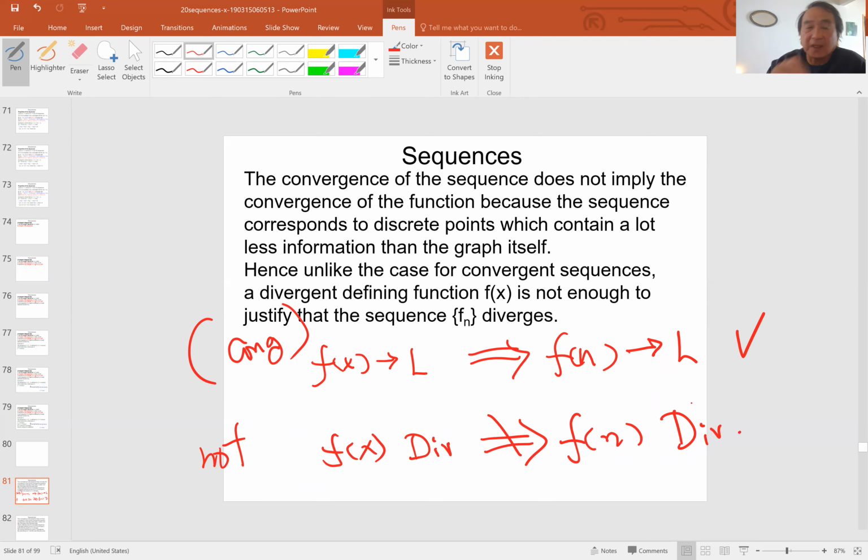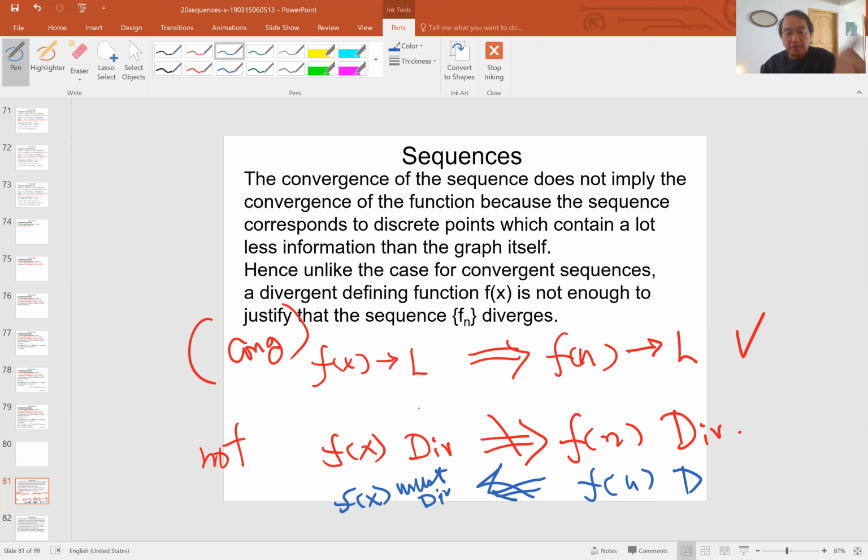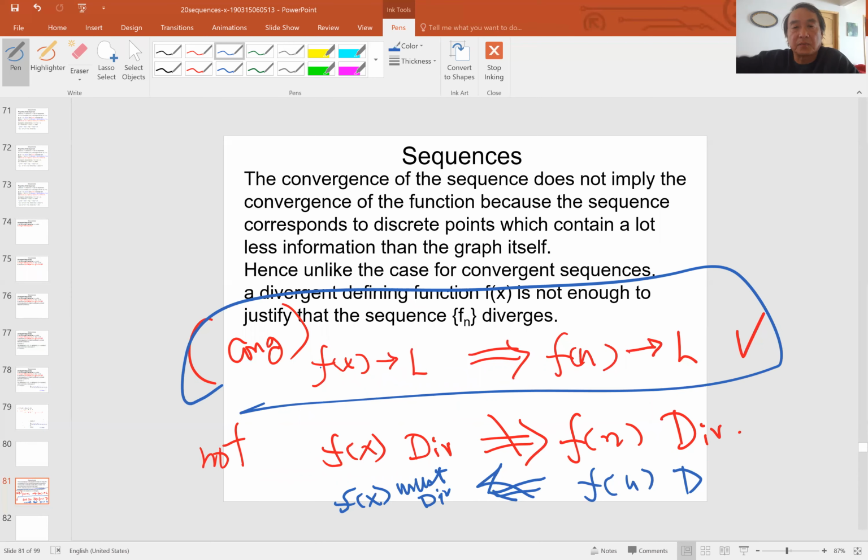Okay. The converse, of course, is true. If a sequence diverges, then your original f of x must diverge. It must have no limit, because if it has a limit, then the sequence would have a limit from previous theorems. Okay. So converging functions give converging sequences. Diverging functions, you're not sure.